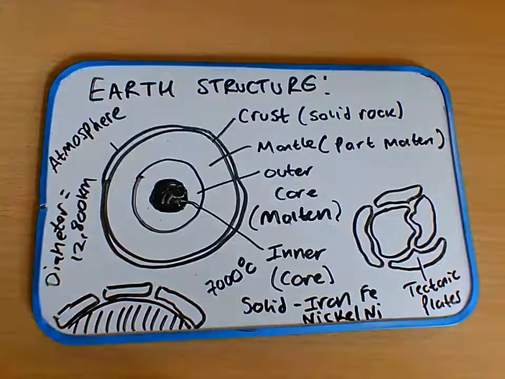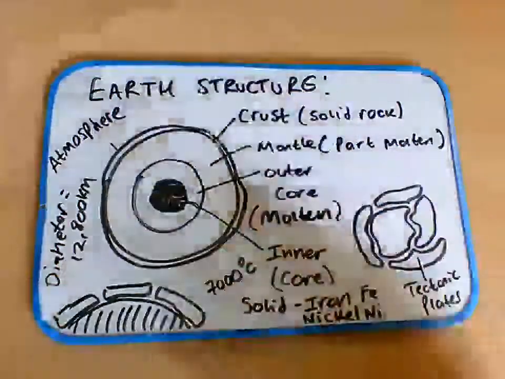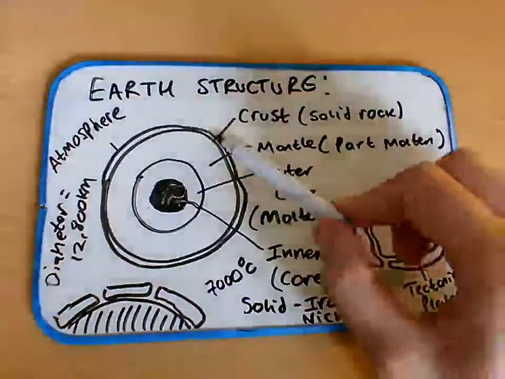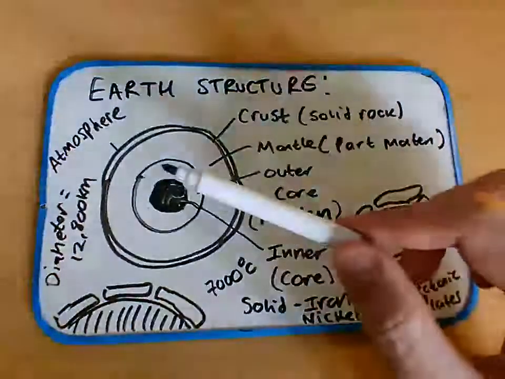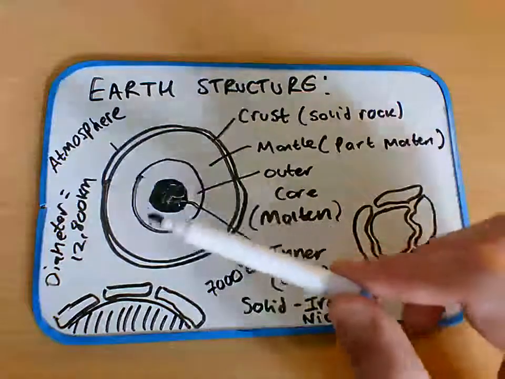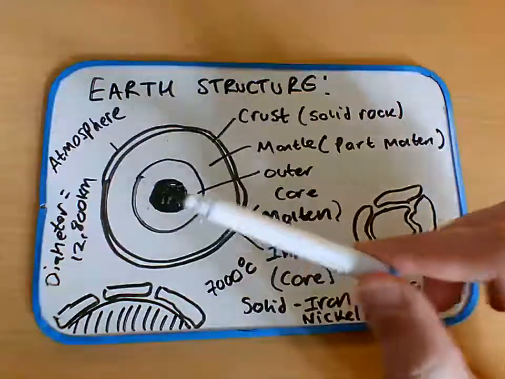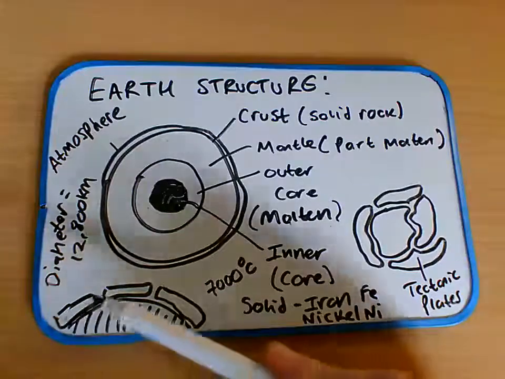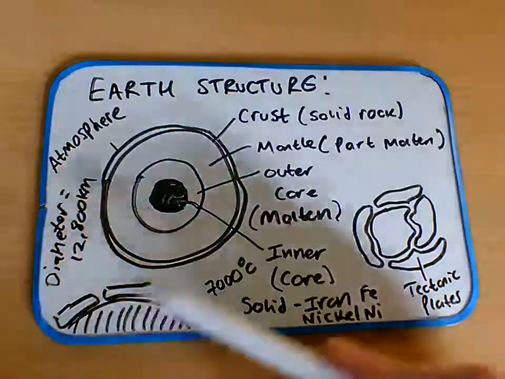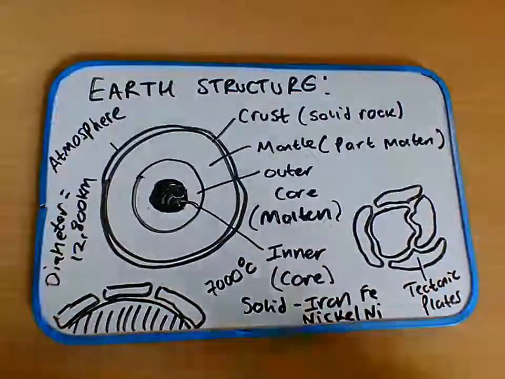So that's the basic structure of the Earth. We've got the outer atmosphere, which is gas. We've got the solid crust. We've got the mostly solid mantle. We've got the liquid molten outer core and the solid iron and nickel inner core. And the plates, the tectonic plates, are moving on the surface very, very slowly, which we'll look at in a future video.